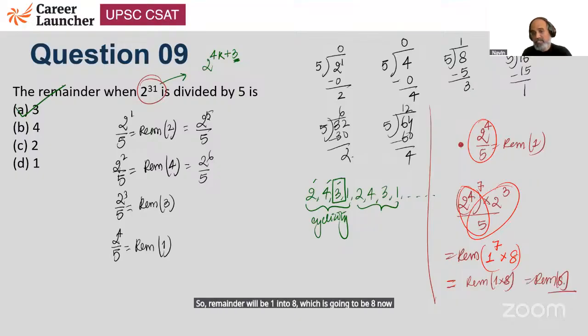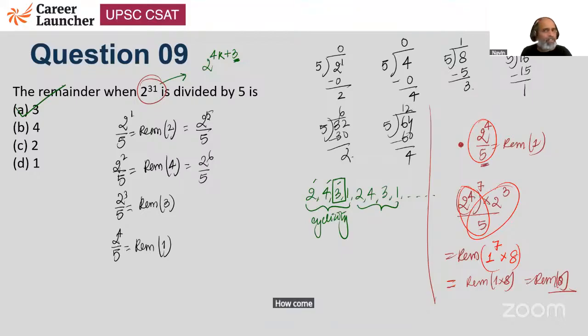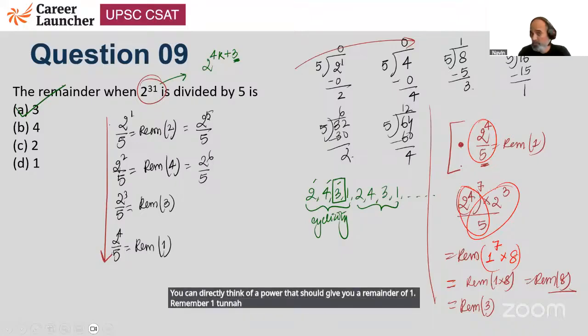Now the thing is, since we are dividing the number by 5, how come we have a remainder which is more than 5? Which means I need to further divide it. So if I divide remainder 8 by 5, I will further get it as 3. So instead of checking it one by one like this, you can directly think of a power that should give you a remainder of 1. Remainder 1 ढूंढना होता है, not 2, not 3, not 4, 1 every single time.